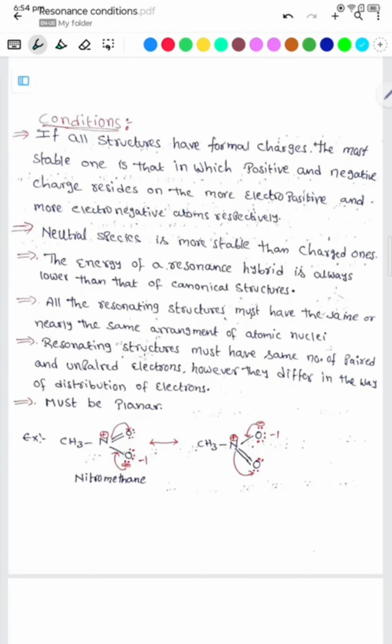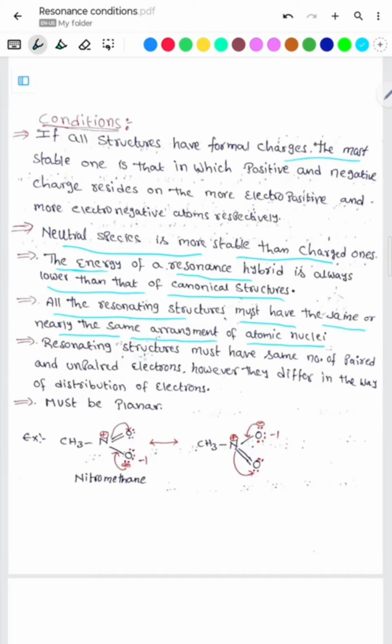If all structures have formal charges, the most stable one is that in which positive and negative charge reside on more electropositive and more electronegative atoms respectively. Next, a neutral species is more stable than a charged one. Energy of the resonance hybrid is always lower than that of the canonical structures. All the resonating structures must have the same or nearly the same arrangement of atomic nuclei. Next, resonance structures must have the same number of paired and unpaired electrons. However, they differ in the distribution of electrons.